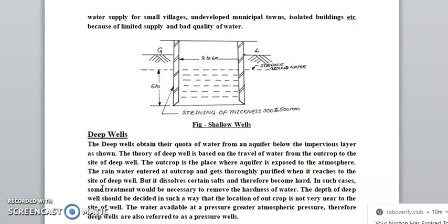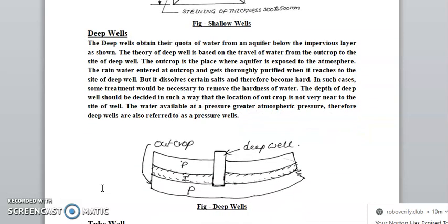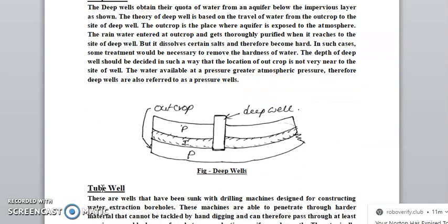The well should be located with the outcrop not very near the site of the well. The water in the well is under pressure, greater than atmospheric pressure. Therefore, this well is also referred to as a pressure well. Okay, deep well, outcrop. Okay, this is the deep well. Okay, tube well.